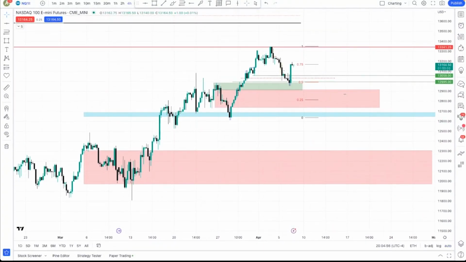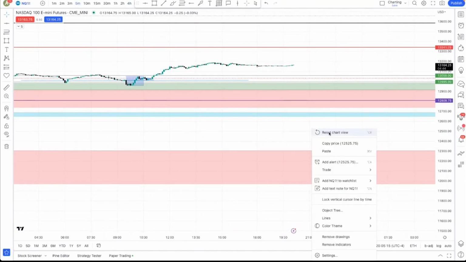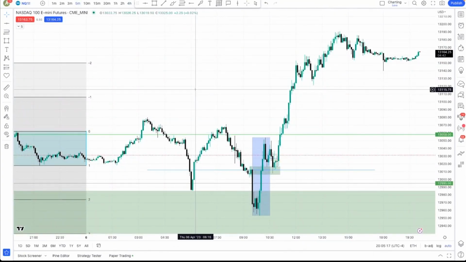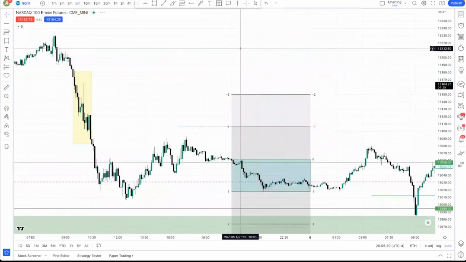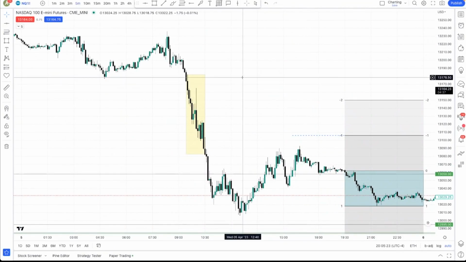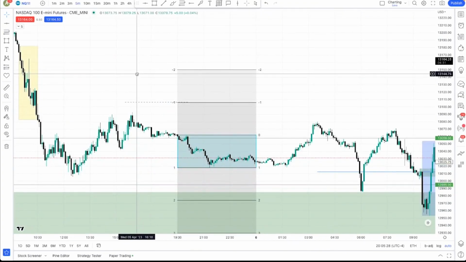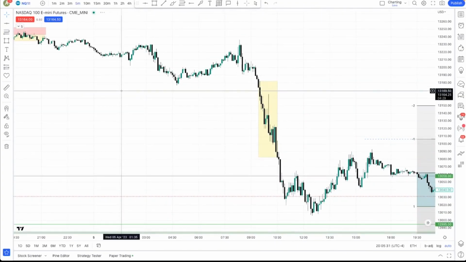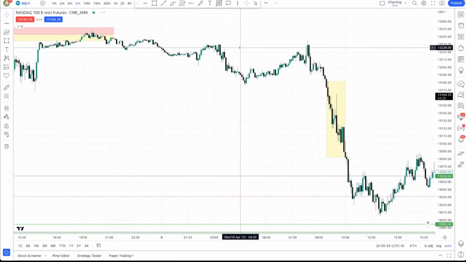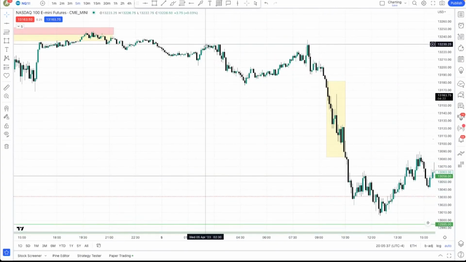So what I try to do is that your higher time frames are going to dictate what you're looking for on the lower time frames. So if I go to the 5 minute, I think it was this day I missed this entry overnight.